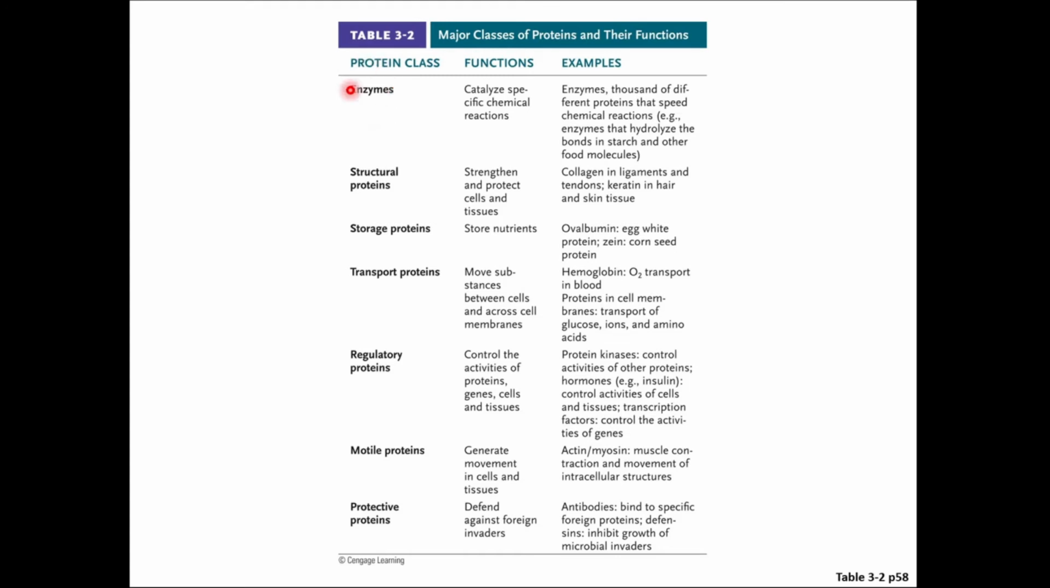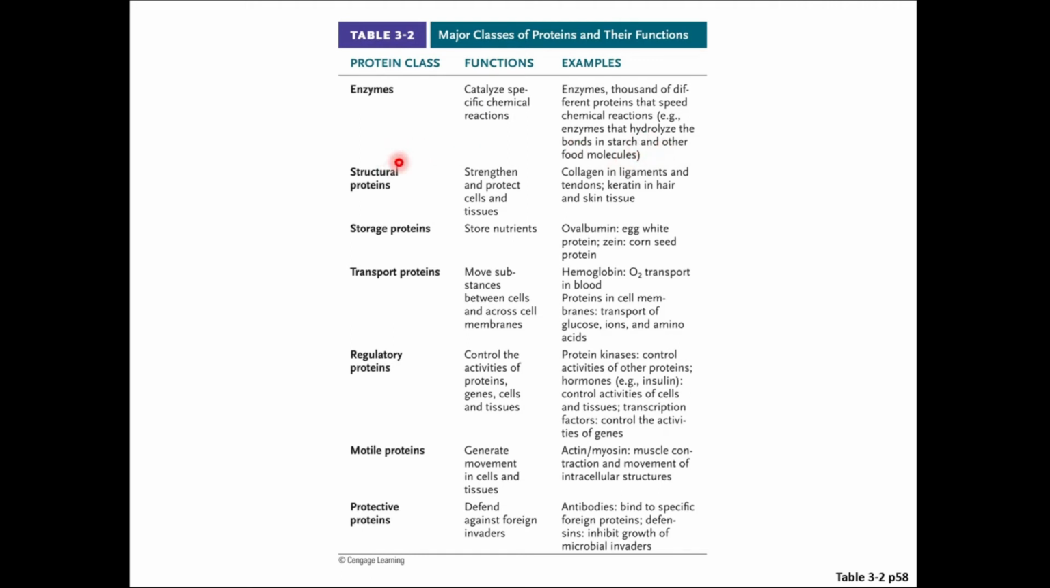If we go through the different sorts of proteins, here for example, we have the enzymes. This is a protein class, and its function is to catalyze specific chemical reactions in order to allow them to happen. Example, the enzymes: thousands of different proteins that speed up chemical reactions, of course, without being changed. Example, enzymes that hydrolyze the bonds in starch and other food molecules, that we talked about before in the digestion process.